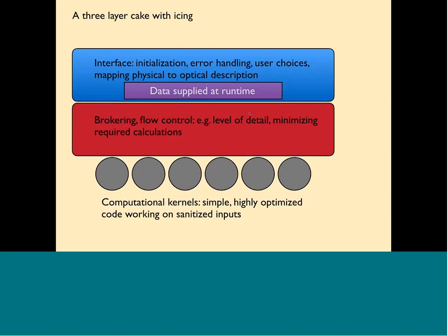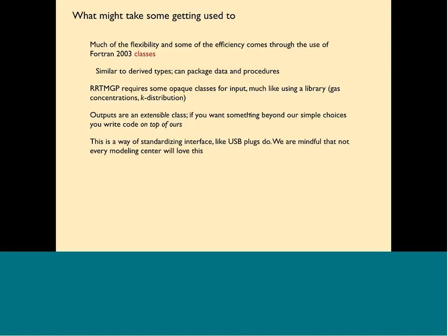The flexibility, of course, comes in this top layer from the interface. The efficiency comes from highly tuned computational kernels, all of them vectorized over a column dimension, for example. So this is what I was just saying. This flexibility and some amount of this efficiency comes through the use of Fortran 2003 classes. And we recognize that this is going to be an adjustment for some modeling centers. We couldn't figure out how to get both flexibility and efficiency without doing it this way.